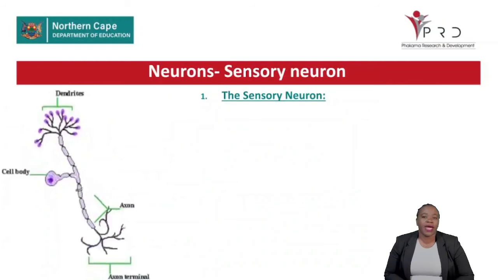Okay, now let's have a look at the three types of neurons. We're just having a look at the different parts that make up the neurons. Now we are going to look at the three types of neurons.